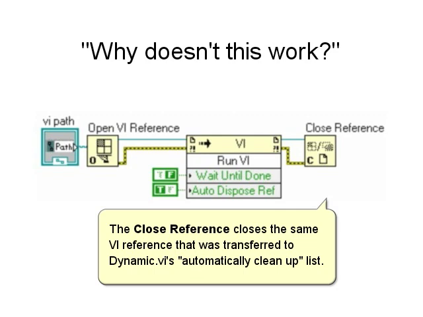There are perfectly valid reasons why you might want to close the reference under certain conditions. For example, if the run VI method fails, perhaps because the VI was not runnable, then it would be good practice to close the reference rather than leaving it up to the automatic leak prevention. Also, you might want to close the reference as part of shutting down the application.